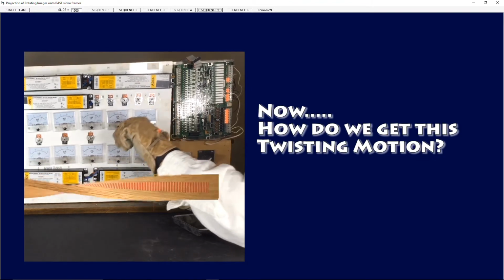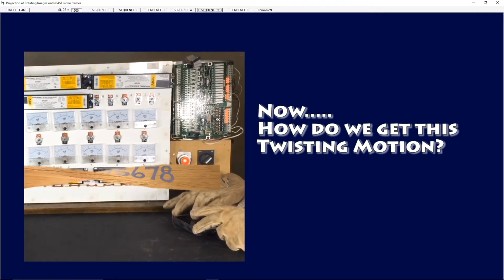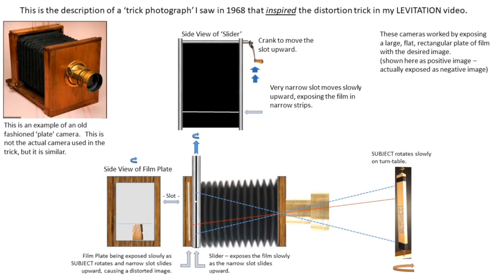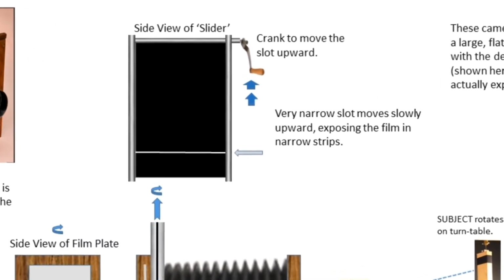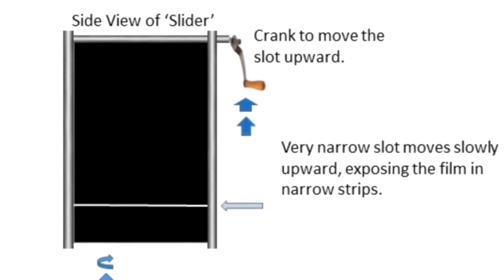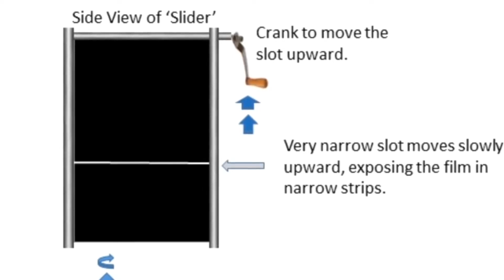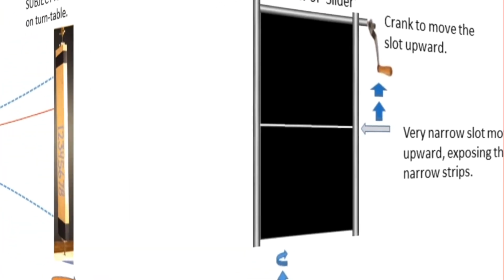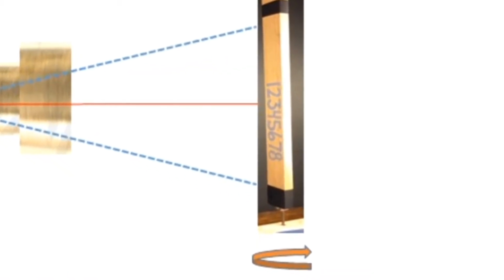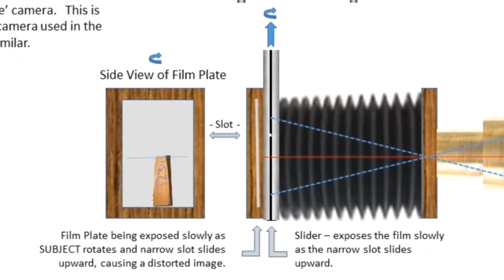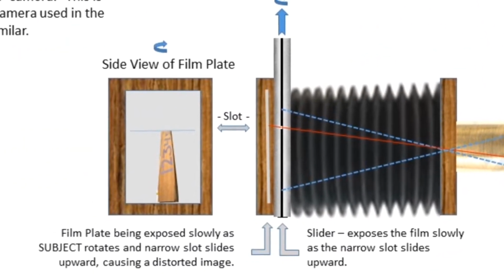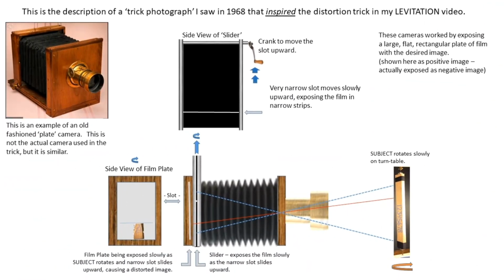Now for the question that was the most fun. How did I make this twisting motion? This goes back to a photographic trick I saw when I was in high school. An old-fashioned box camera was used with a square of film. A shutter was built using a very thin slot and placed on a crank. The slot moved vertically, exposing the film a tiny line at a time. Meanwhile, the object that was being photographed was being rotated, so the film was exposed in tiny strips, causing the object to look twisted on the photo.